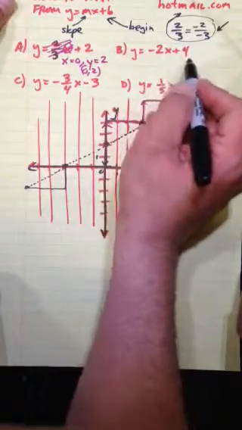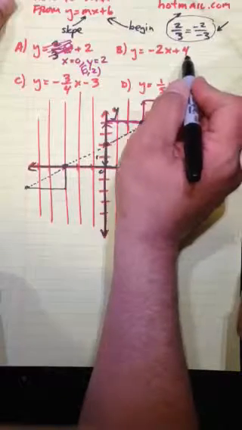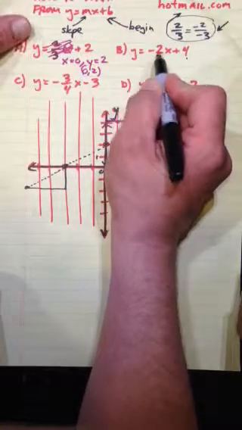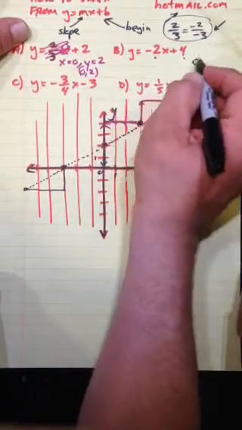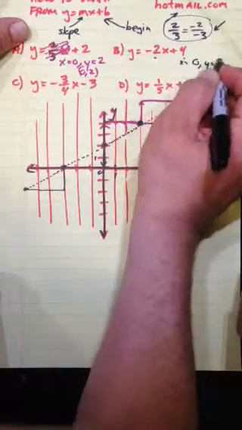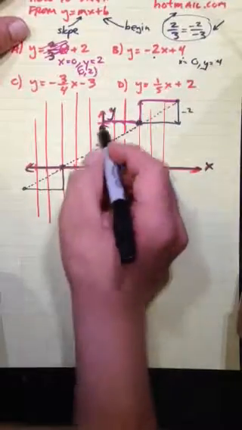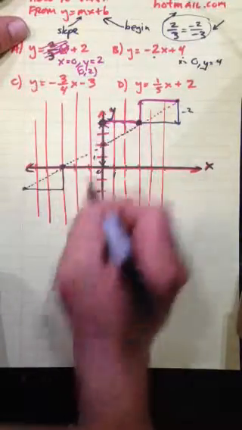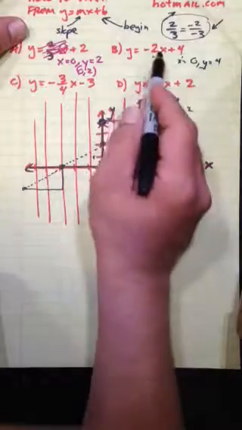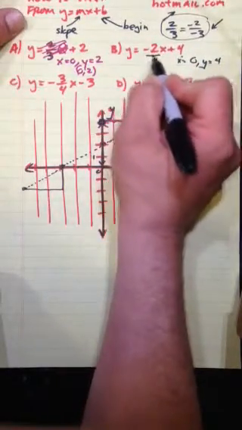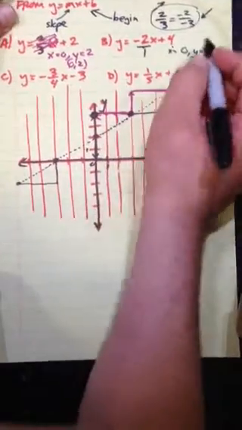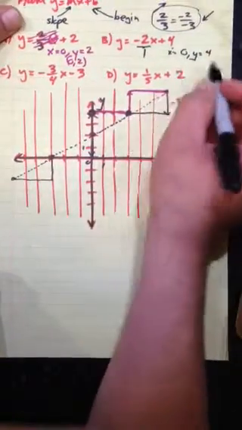All right, let's continue on B. This one has a y-intercept of 4 and a slope of -2. Because when x equals 0, this is going to wipe out. When x equals 0, y is going to equal 4. So we're going to start at 0, 4, which is right here. From there, we're going to do a slope of -2. Now nothing is offered underneath, so we're going to put our invisible 1. What that's telling us is that our slope is -2 over 1.